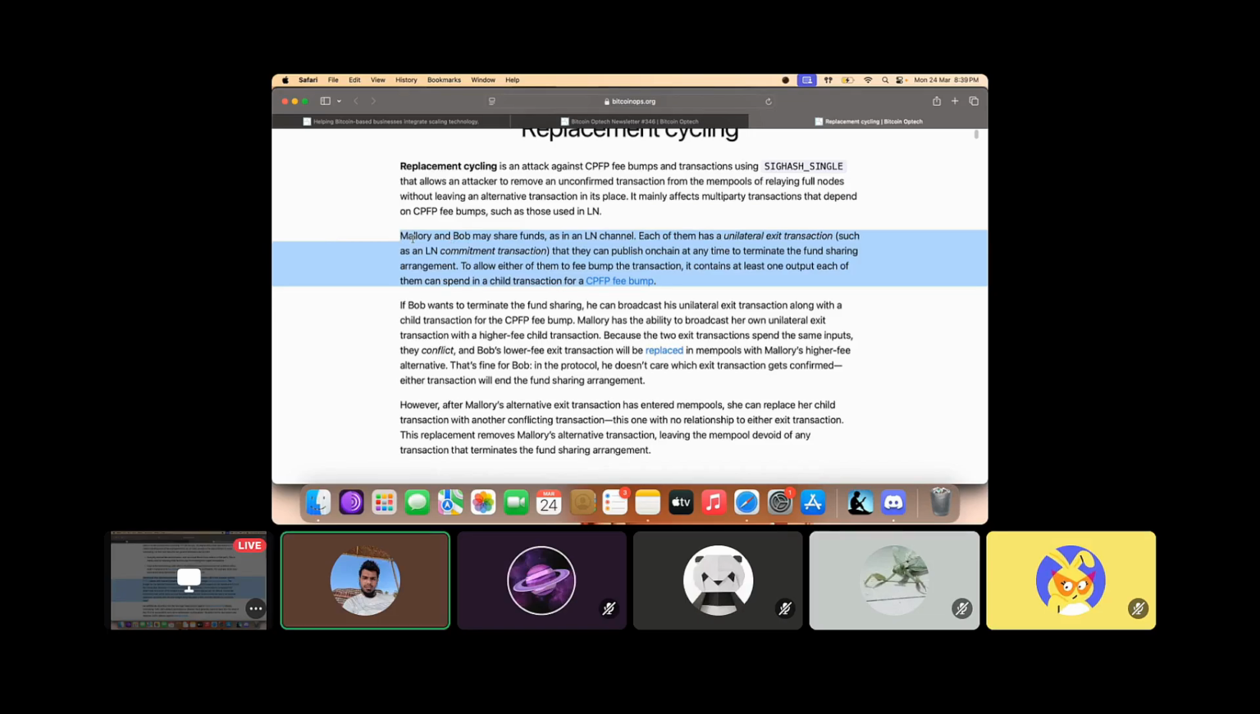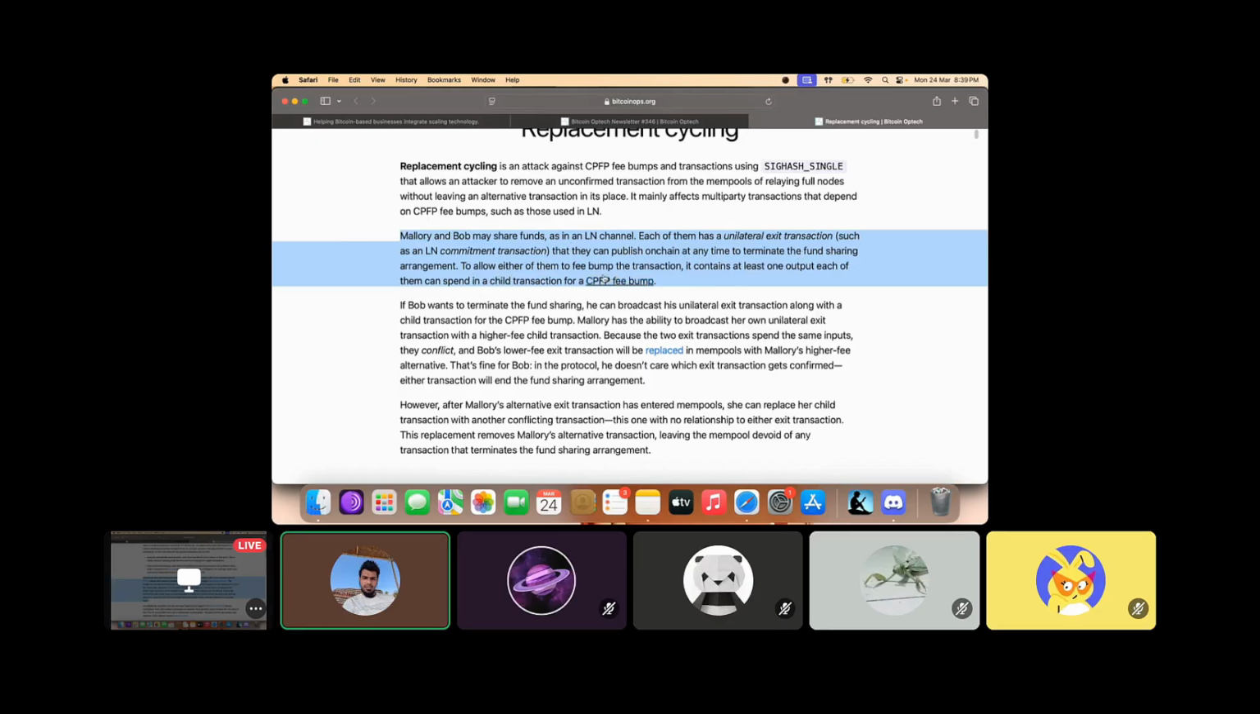So it's just that the time lock is configured differently. That's the difference between the two versions of the commitment transactions. Whoever broadcasts their share of the sats is time locked, but they can publish on chain at any time to terminate the fund sharing arrangement.